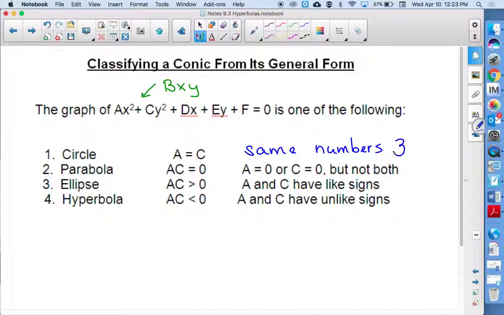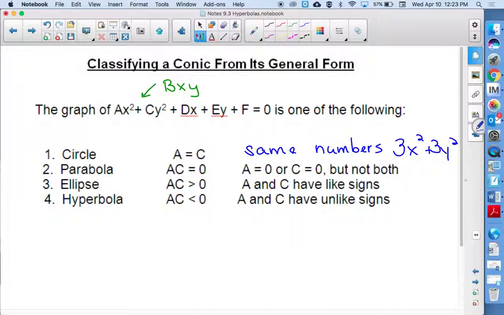So if I have 3x squared plus 3y squared, then I have a circle. So we're focusing on the squared terms. If both my squared terms have the same number, it's a circle, because the radius then is going to stretch the same way up and down and left and right.